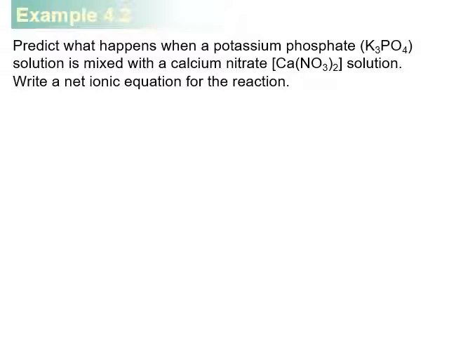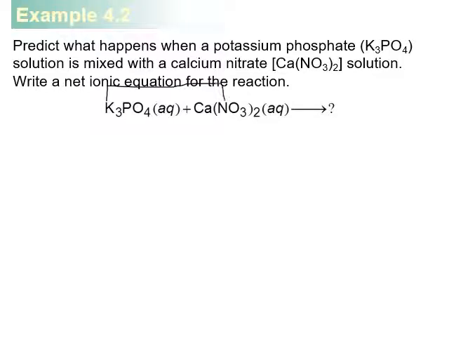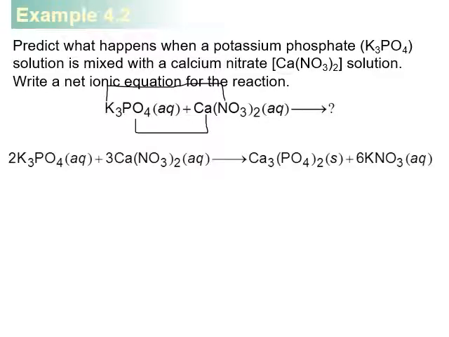Here's another example. Predict what happens when potassium phosphate solution is mixed with calcium nitrate. Write a net ionic equation. So what's going to happen? Positive is going to go with negative. Positive is going to go with negative. So you see we made potassium nitrate, but you had to change it. You have to be careful not to do this. You don't want to just bring that 3 over and put it like this, like transposing. This would be completely incorrect as a formula for potassium nitrate. Don't do that.